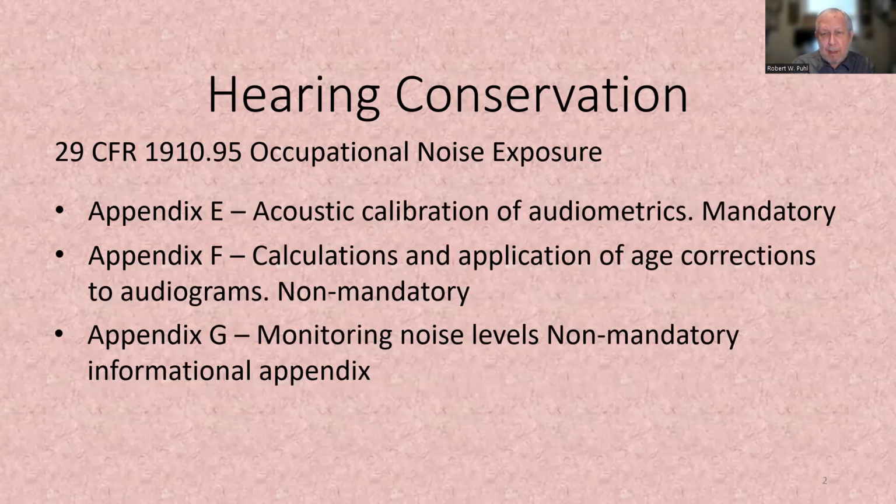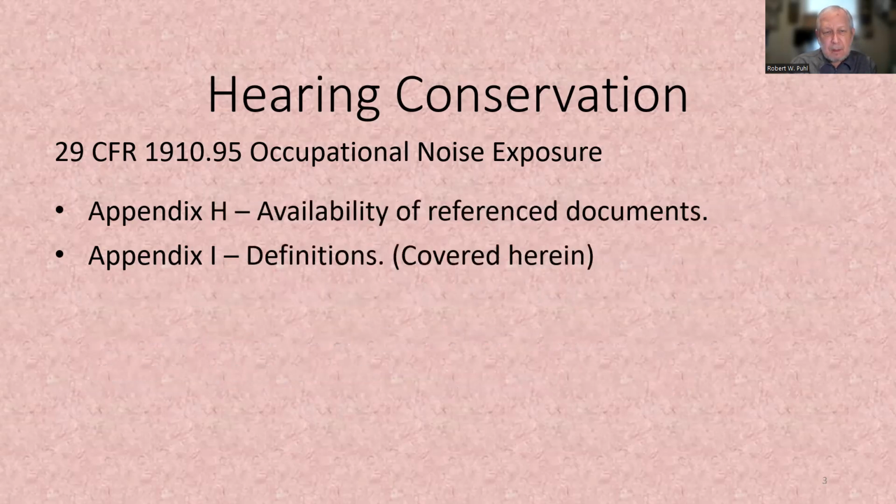Acoustic calibration of audiometers. Again, that's pretty technical. Calculation and application of age corrections to audiograms, non-mandatory. And monitoring noise levels, non-mandatory informational appendix. We'll talk about that too. Some of the technical stuff we're not going to worry about. Appendix H, availability of reference documents, and then definitions. We're going to cover these definitions right in here. This is unusual. Most standards put the definitions right up front, like paragraph A is usually scope and paragraph B is usually definitions, but they're sticking them in an appendix.